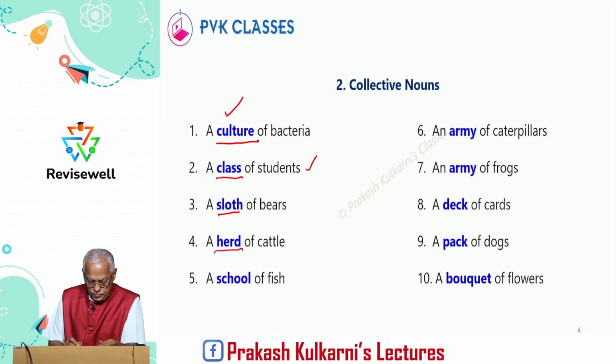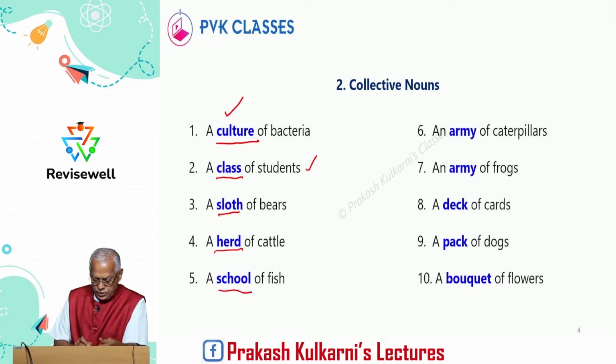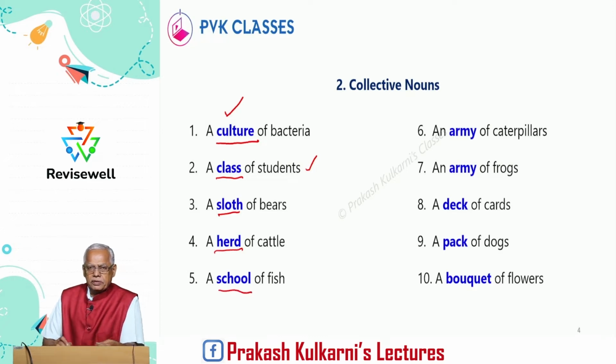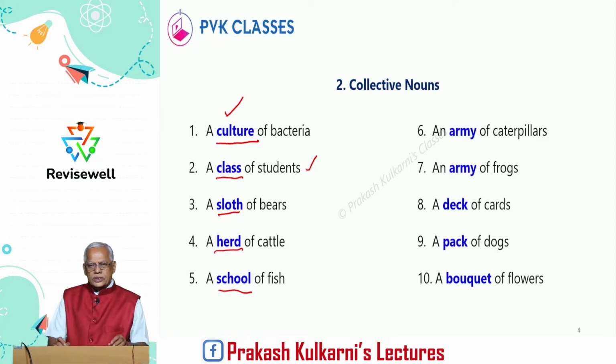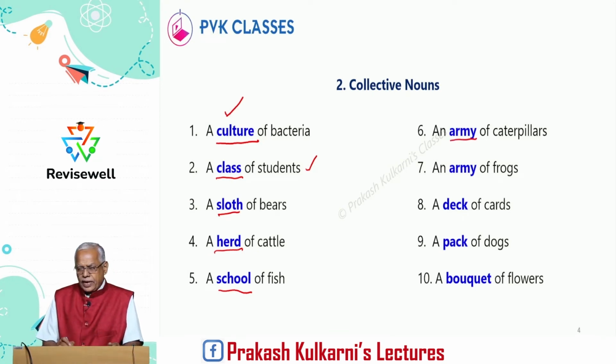A school of fish. You have seen in the river 20-30 fish, they move in a group, so that is called a school of fish. An army of caterpillars, it is an insect. So an army of caterpillars.